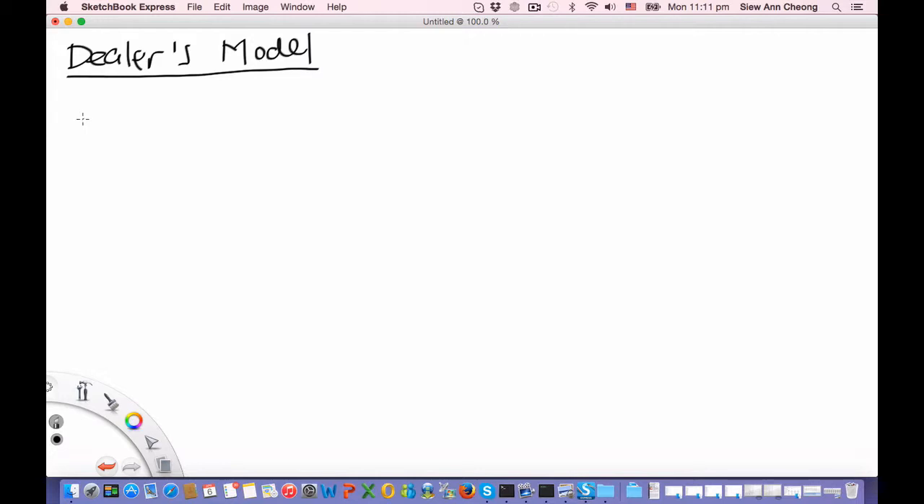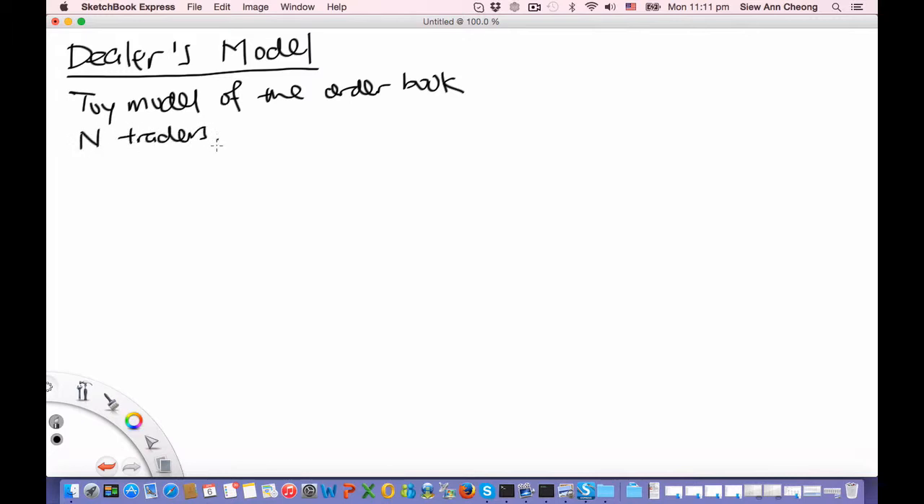Nonetheless, it is still a toy model, developed by a group of physicists, but it is a model of the order book itself. So let's write that down. This is a toy model of the order book. And what we have is N traders, and one stock again. And each of the traders is represented by a bar.